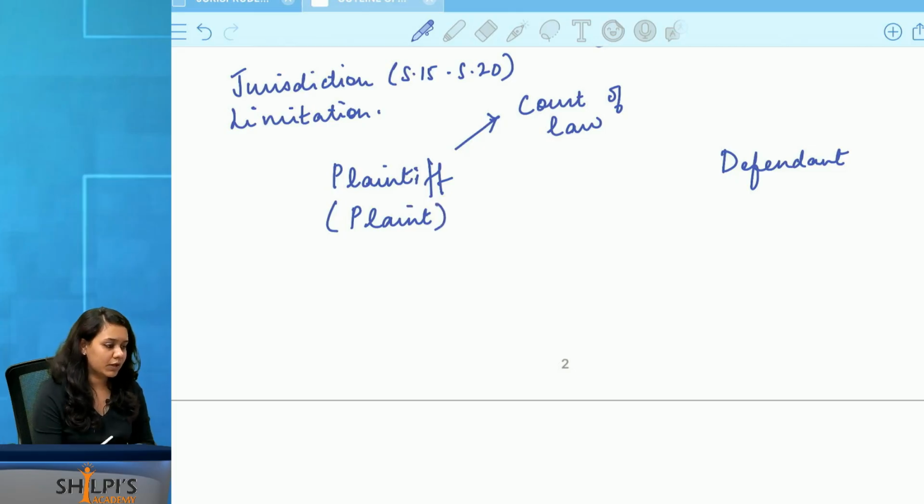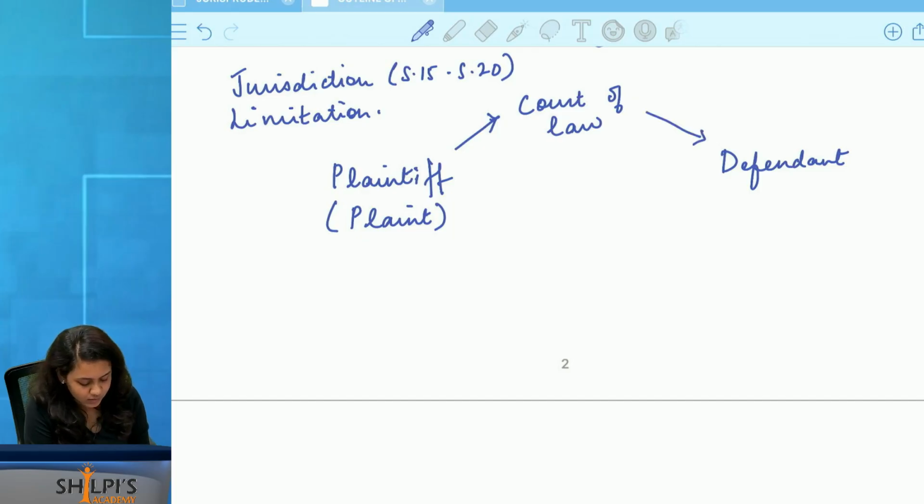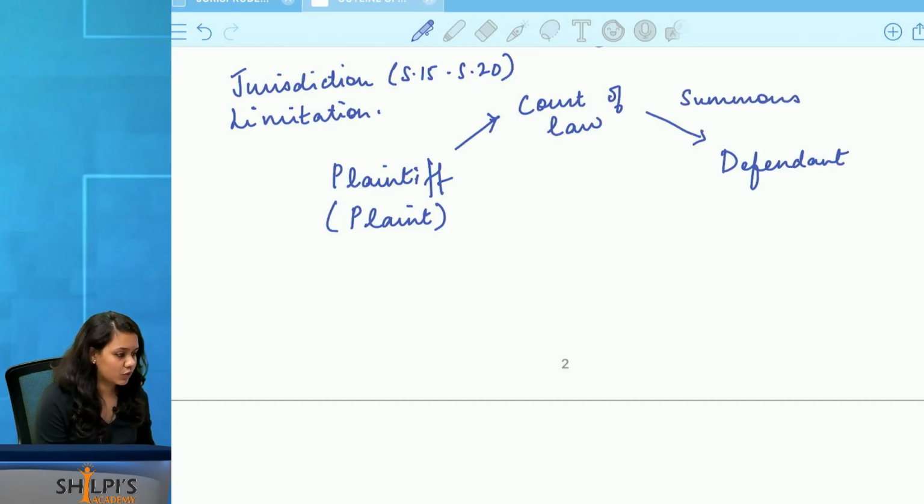Okay. The plaint is a document which needs to have the facts, the cause of action, the law under which they are approaching, the evidence to support their claims, and most importantly the prayer. Now, this plaint has to be submitted in a court of law within the proper limitation and with the correct jurisdiction. Then the court will send a summons to the defendant asking him to come before the court of law.